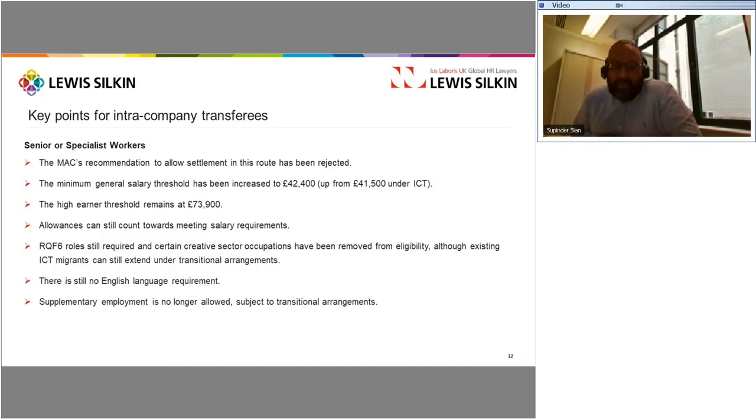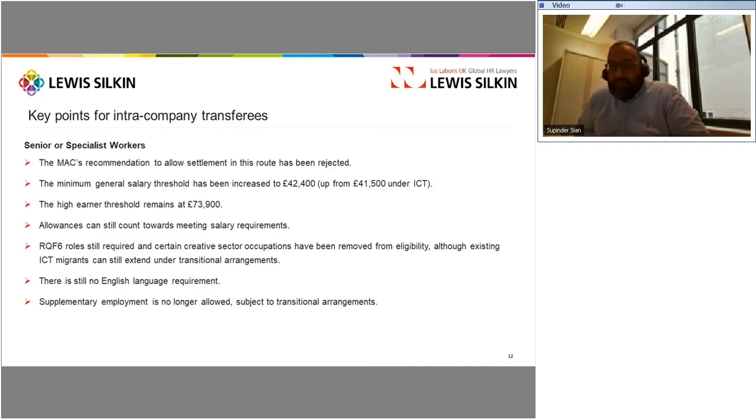The most significant change to this route is a slight increase in the minimum qualifying salary. So under the old intra-company transfer routes, that was £41,500. That's now been increased to £42,400. So if you are in the business of using senior specialist worker intra-company transfer, please ensure that you meet that new higher minimum for this tier. If you still go by the older route, the entry clearance application would be refused on the basis the individual does not score enough points for salary. The high earner threshold remains at £73,900. That has not increased.